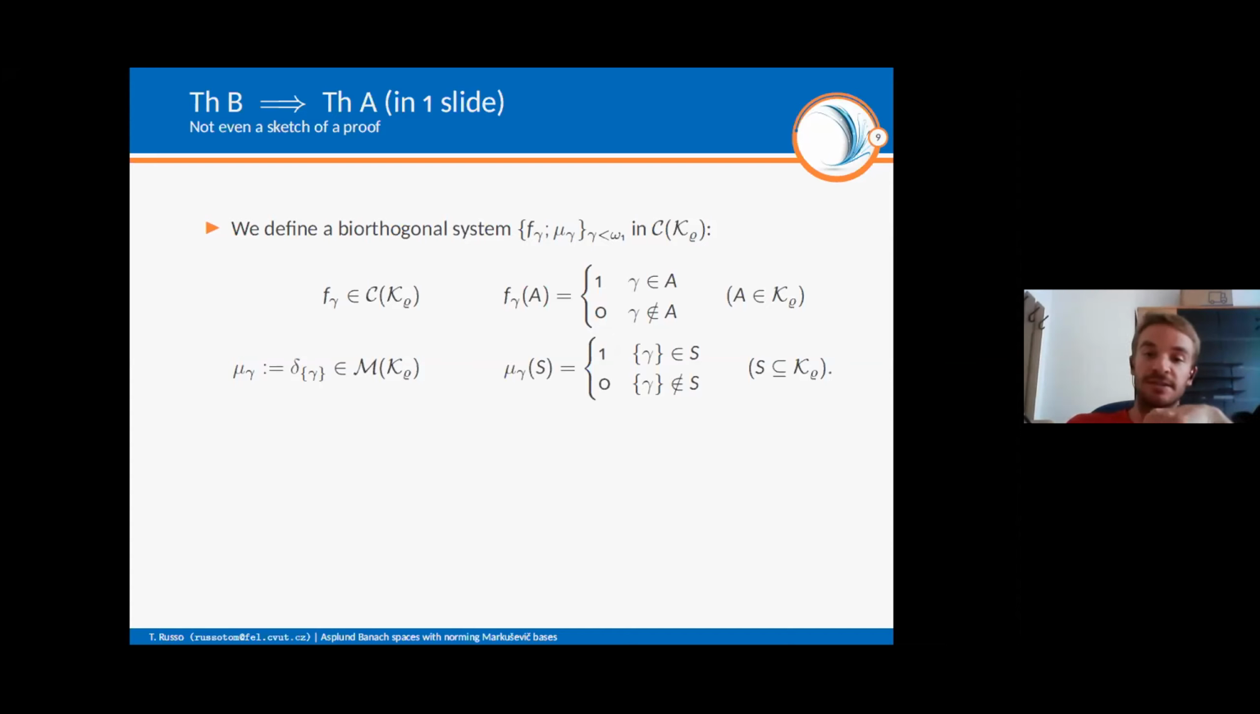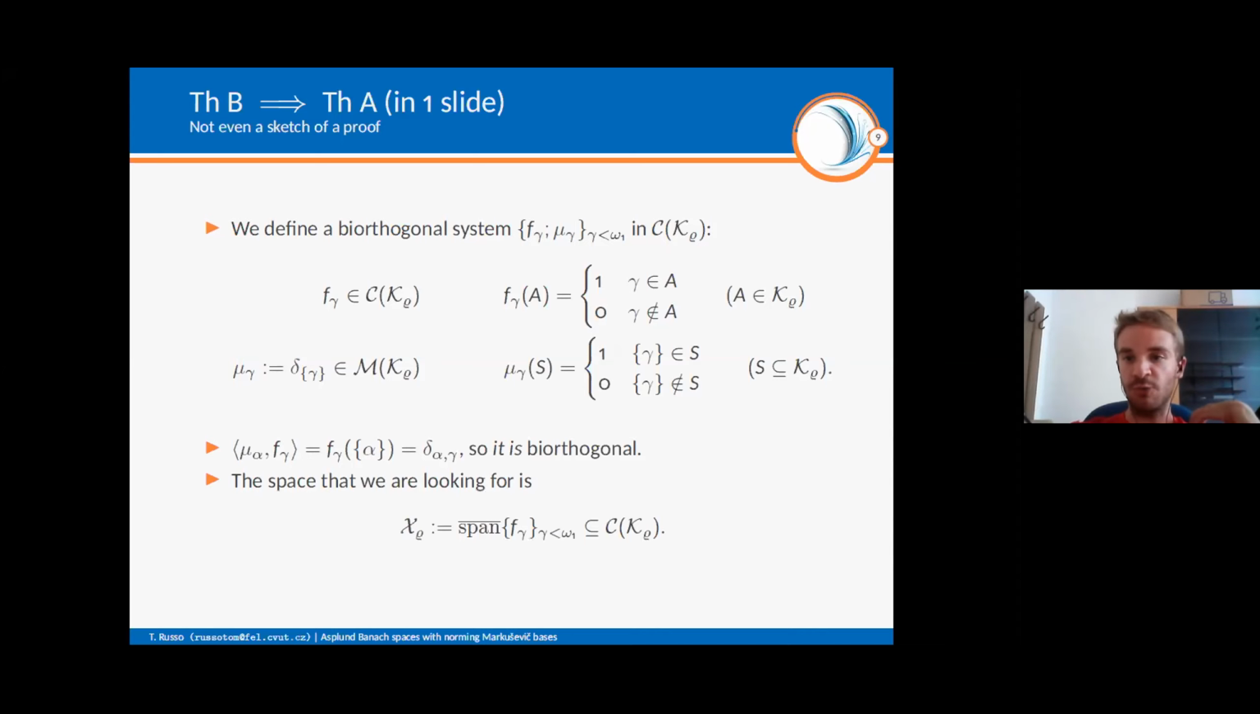Recall that I said before, all the singletons are in the compact, and now the measures are merely the Diracs over the singletons. So as you see, the orthogonal system is very easy to define, and it just turns out to be the right construction. So in a sense, the magic is all in theorem B. And it is an orthogonal system. This is simple to check. And so where is the counterexample after all? You pick the closed span of the vectors f_gamma, and this resulting space X_rho is the space that proves theorem A.